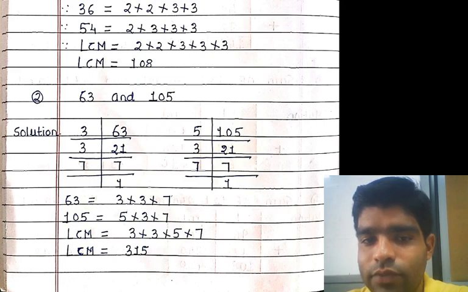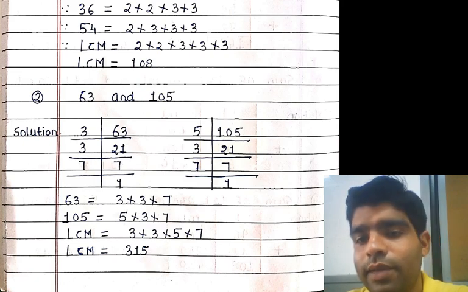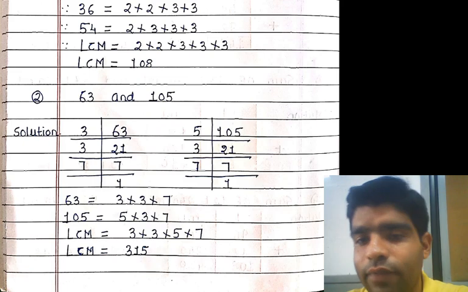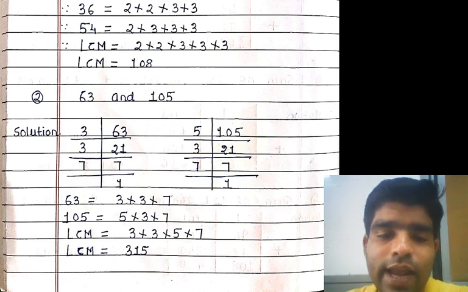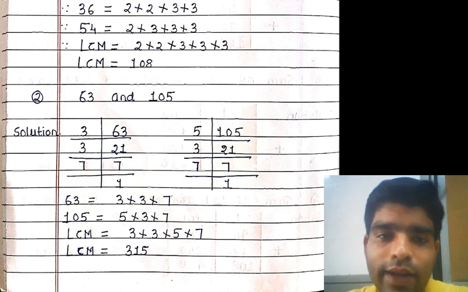Here LCM is equal to 3 multiplied by 3, which is 9. 9 multiplied by 5 is 45. 45 multiplied by 7, we just have to do the calculation. 45 multiplied by 7, definitely your answer comes to 315. It means that LCM is equal to 315. This is our final answer.